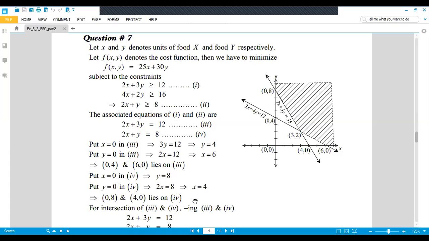Each animal must receive at least 12 units of protein and 16 units of iron each day. How many units of each food should be fed to each animal at the smallest possible cost? That means we are going to find the minimum value, and you know the animal's protein and iron requirements are the constraints of the question: 12 units of protein and 16 units of iron.